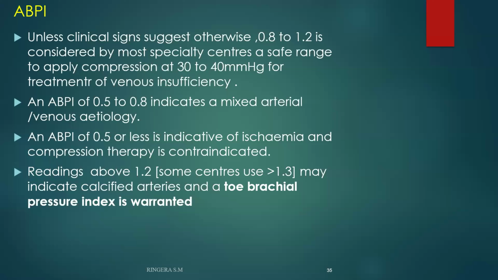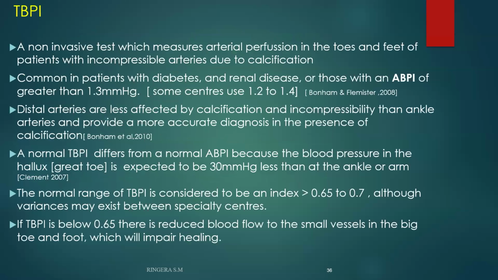An ABPI of 0.5 to 0.8 indicates a mixture of the two etiologies, and any ABPI less than 0.5 is indicative of ischemia, and compression therapy in these patients is contraindicated. Any reading above 1.2, and some centers will accept 1.3, may indicate calcified arteries. And if you find that kind of reading, then you can proceed further and do a toe brachial pressure index. Okay, so we'll also see what that one is shortly.